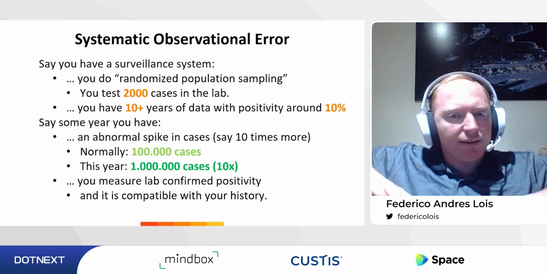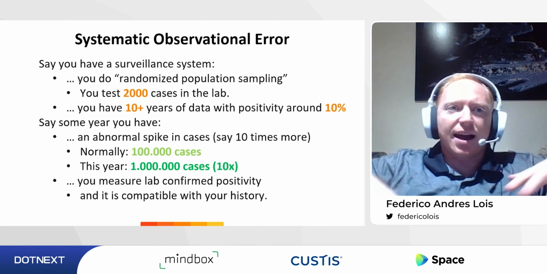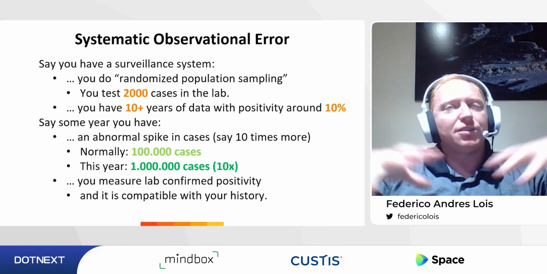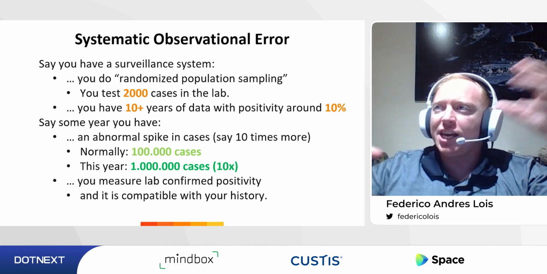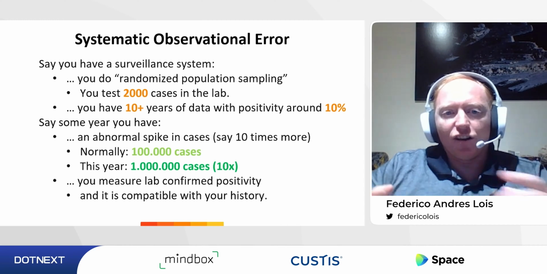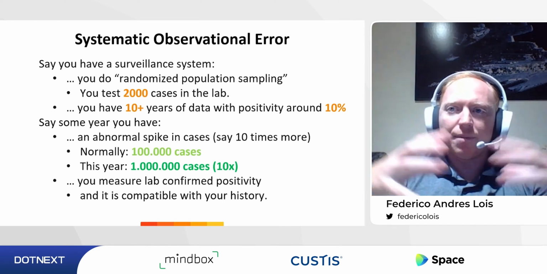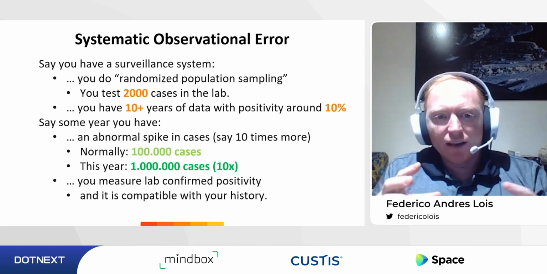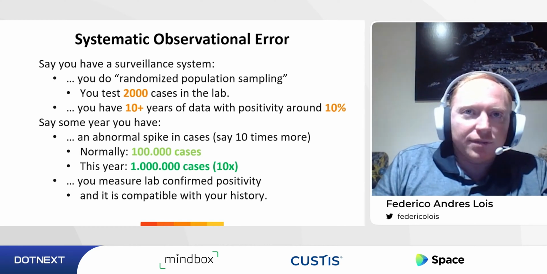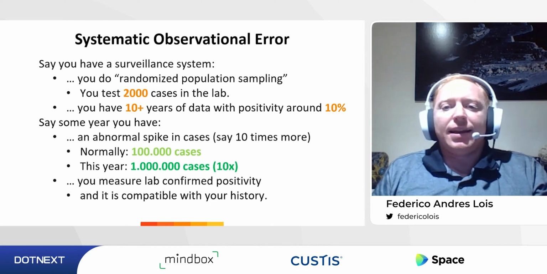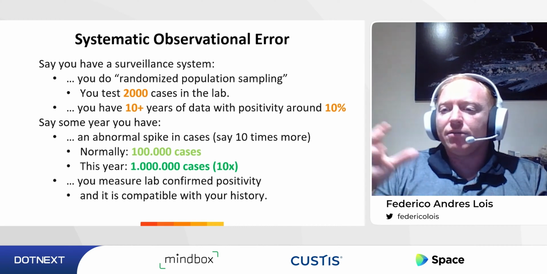And then you select a group of those cases. Typically, what you do is you have as many, and you try not to change that number, in order to have every time the same amount. So what happens here is that you have 10 years of data. So you have been doing this surveillance for 10 years, and you always have a positivity around 10%.